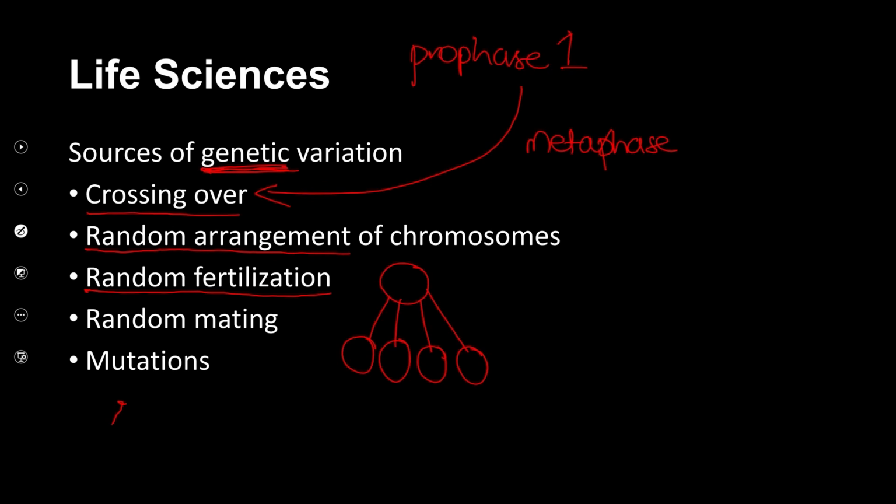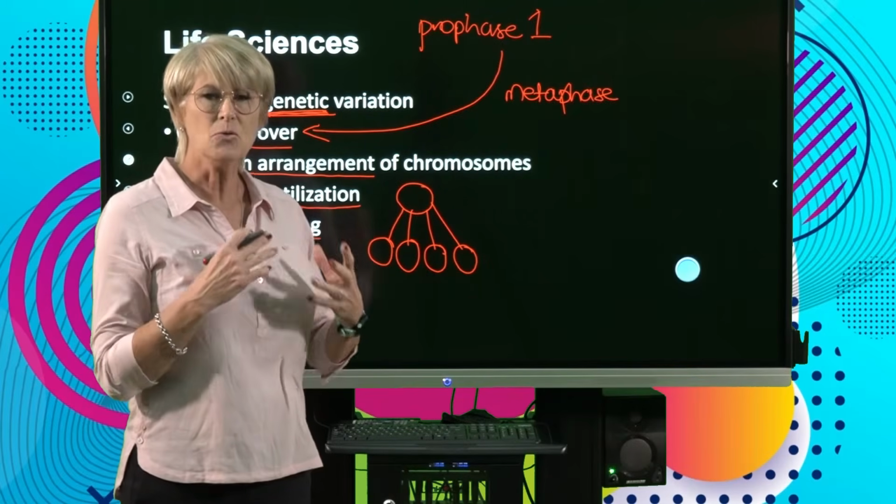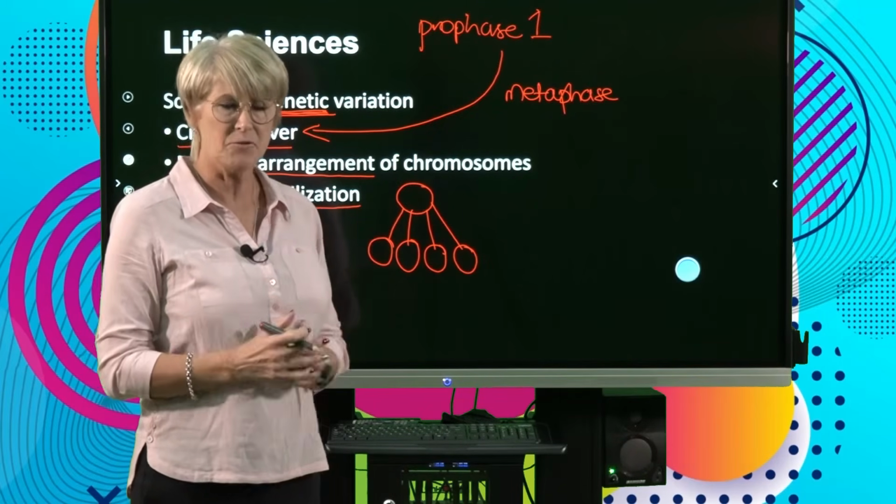The next source of genetic variation is random mating. If we have a look at organisms in the natural world, not all organisms have partners that mate for life.